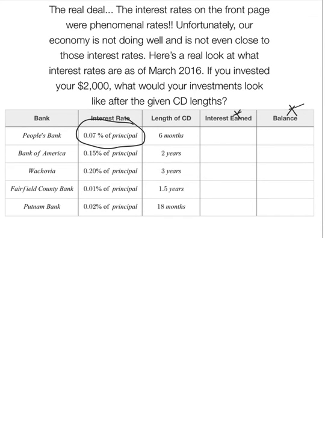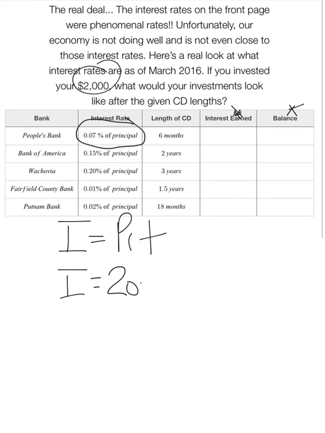So for People's Bank, it might be helpful to come up with an equation to find the interest earned. Once again, it's I equals PRT. That's the equation that will help us find the interest earned. I equals, now the principal amount stays the same. We're still depositing $2,000, so P is 2,000. That's the amount we're putting into the account.